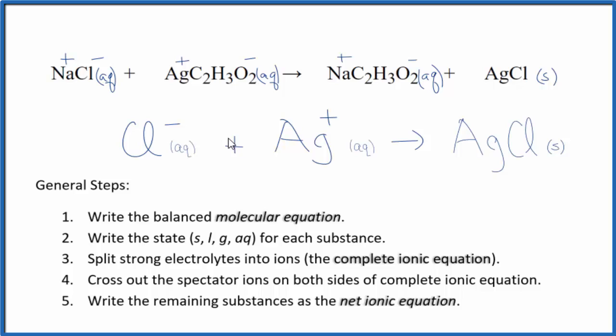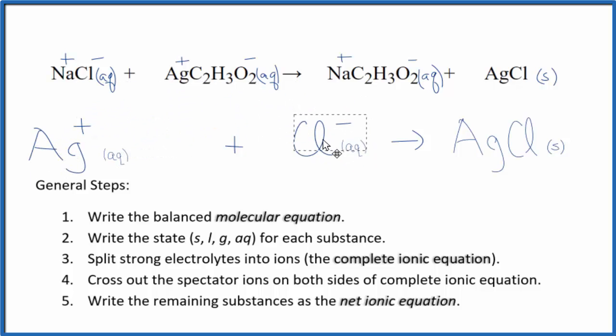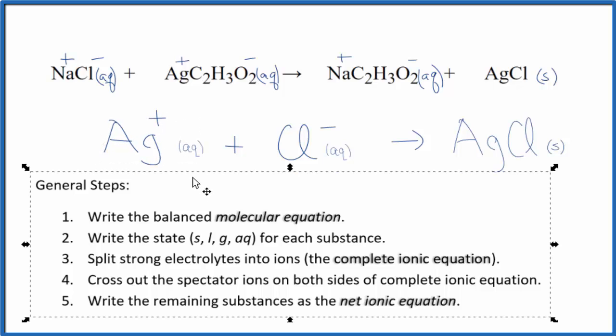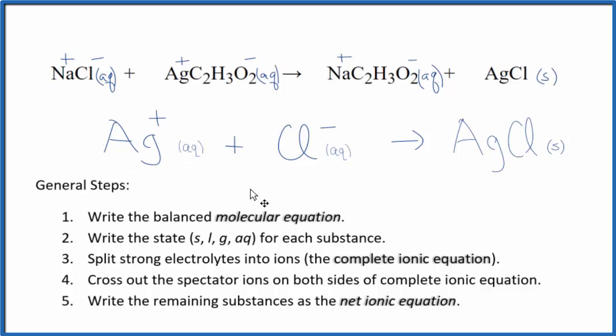You'll note that charge is conserved. We have a negative and a positive. That cancels out. That's neutral. We have a neutral product. And we have one silver atom and then one chlorine atom on both sides. Sometimes you'll see the positive ion put first in these net ionic equations. It doesn't really matter. It's the same thing. It looks a little bit nicer. So that's it. This is the net ionic equation for NaCl plus AgC2H3O2.